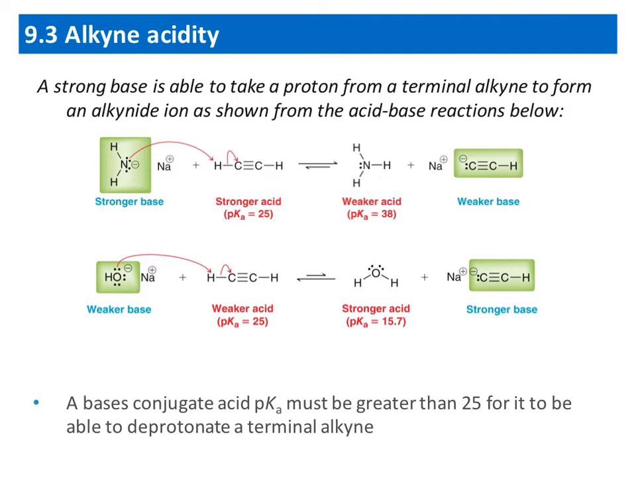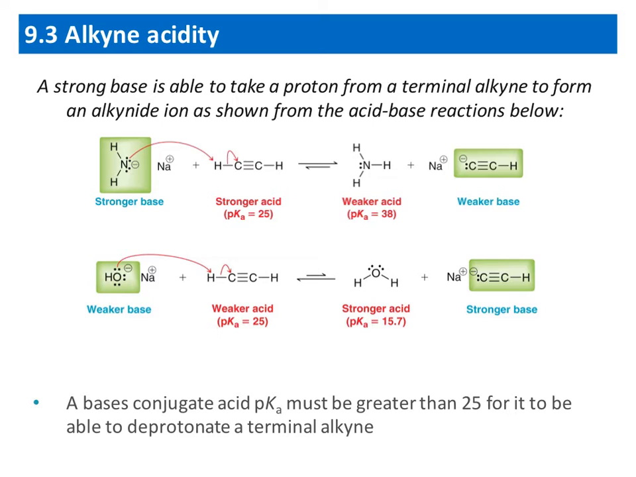So obviously ammonia is a weaker acid, therefore the equilibrium prefers formation of that. Meaning that sodium amide is strong enough to deprotonate the alkyne and push the equilibrium towards the product.